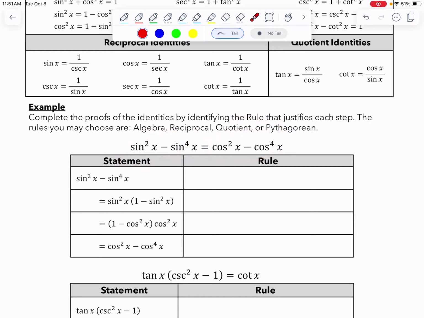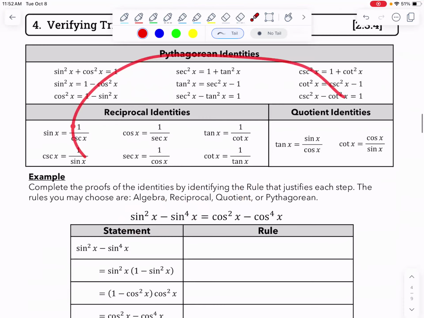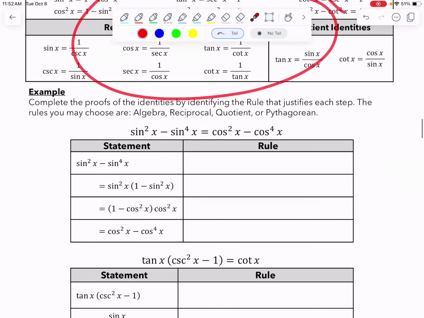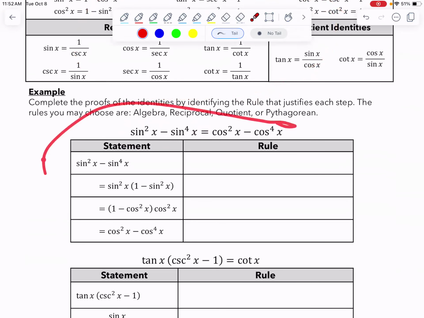However, using ALEKS, it's a little bit different, because there's a topic that has you verifying identities, and you're always starting with the left side. It makes it so that you don't have to choose which side you start with, but that's how it'll always work with ALEKS. So we'll be starting with the left-hand side and moving it into the right-hand side. We'll be using all of these identities up here, and we will be doing the algebra, the verifying, by writing down which rule is used at every step of the way.